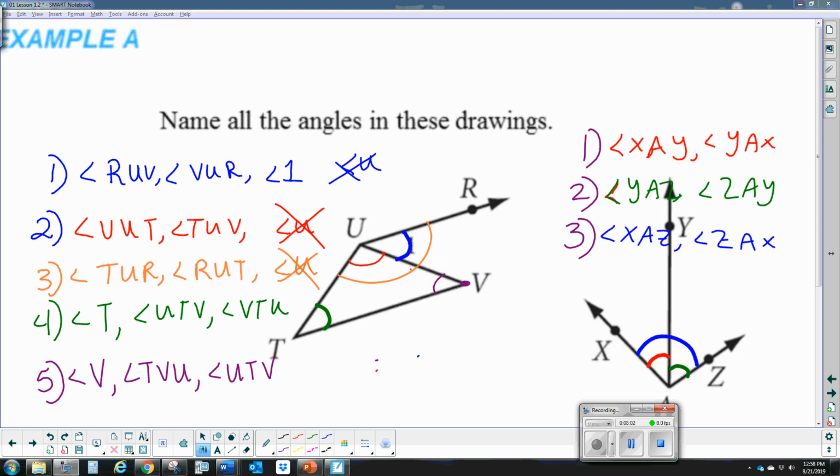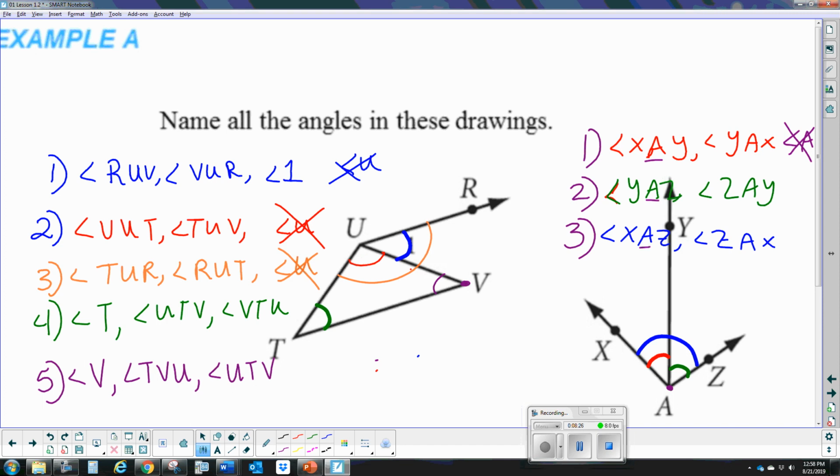So in this next diagram, we have angle XAY or angle YAX. We cannot say angle A, because if I say angle A, I don't know which of those 3 angles at vertex A we're talking about. So in this diagram, for all 3 angles, I have to use 3 letters, and no matter which way I name it, A is in the center, because A is the vertex of all 3 of those angles.